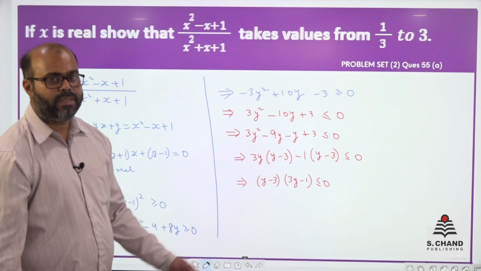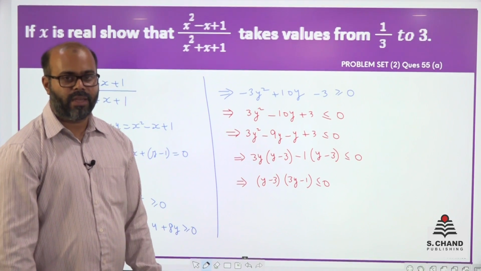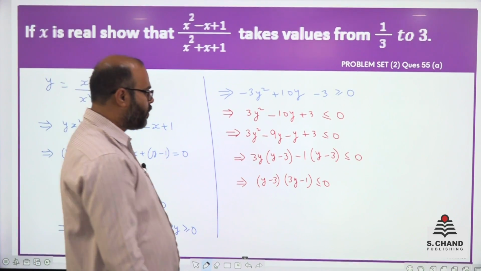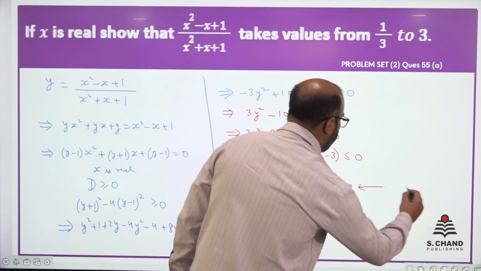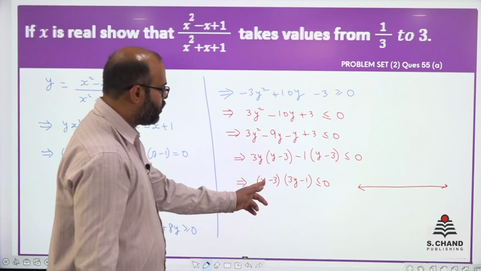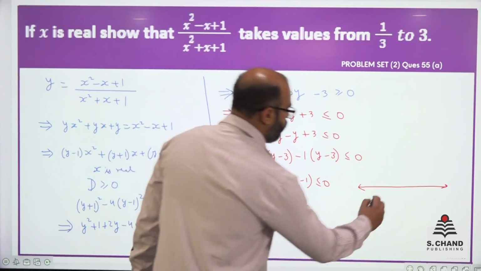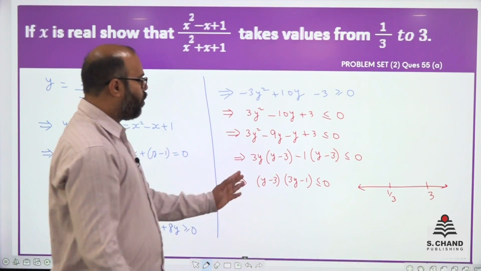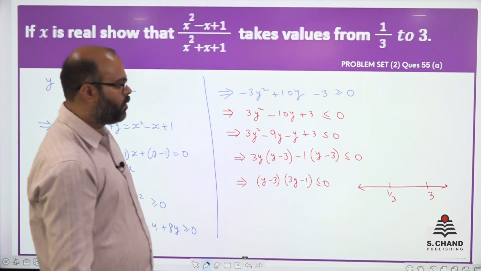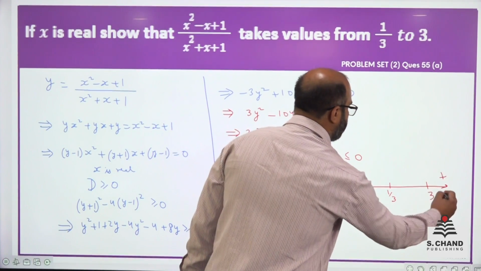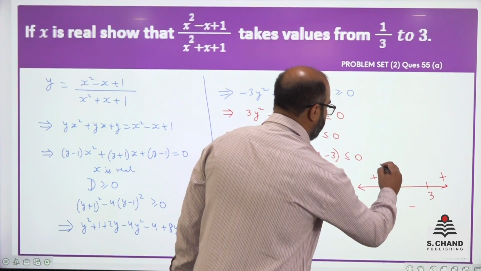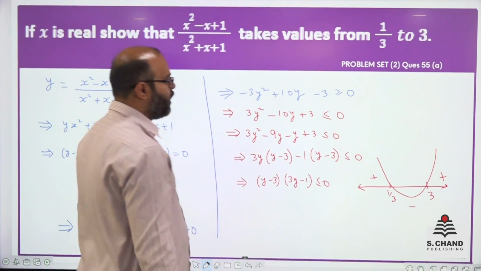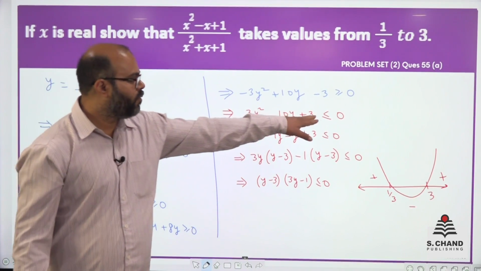Now this is the wavy curve method or algebraic inequality method. So how do we solve it? Do you remember? The zeros are 3 and 1 by 3. So plot 1 by 3 and 3. Now all the coefficients of y are positive, so the signs will work like this: plus, minus, plus. So the graph may be something like this. It is an upward opening parabola.